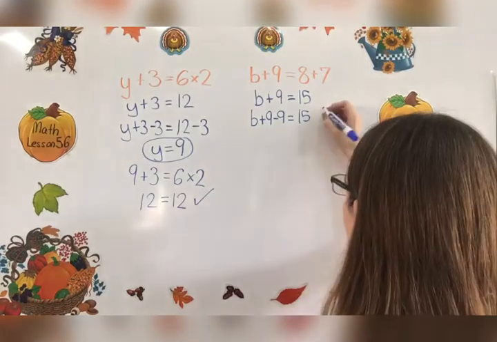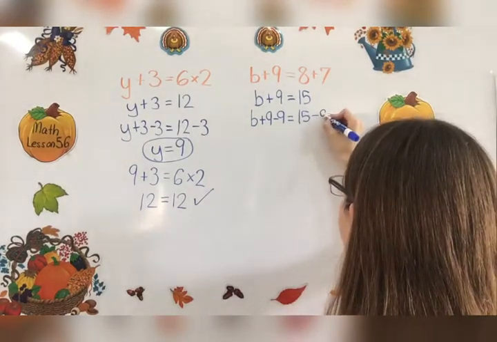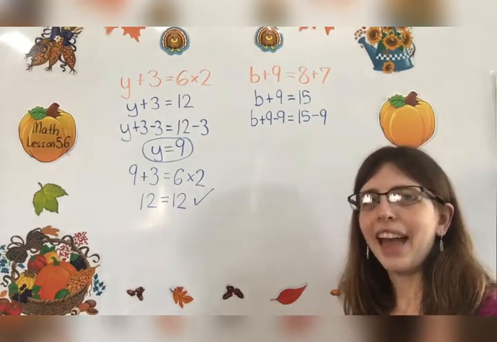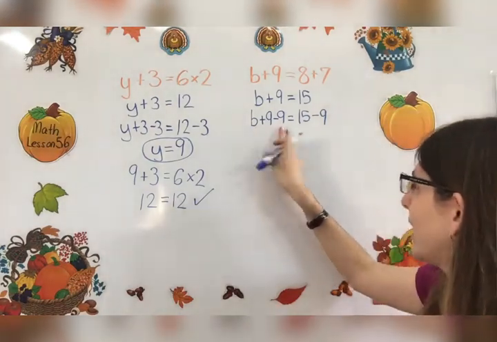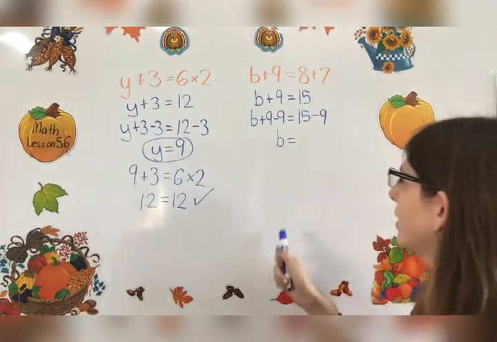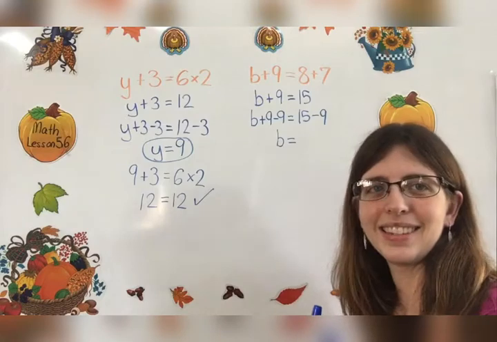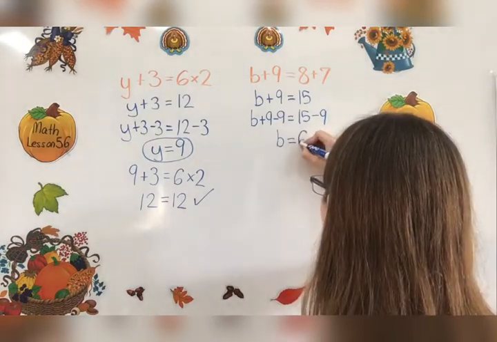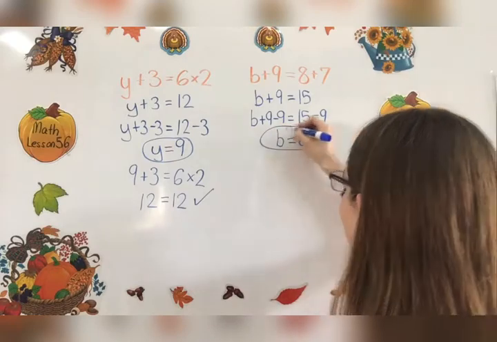Now I have to do the same thing here that I did over there. I have to subtract 9. So that leaves me with 9 minus 9 is 0. So I just have B. B equals 15 minus 9 is 6. Very good. So B equals 6.